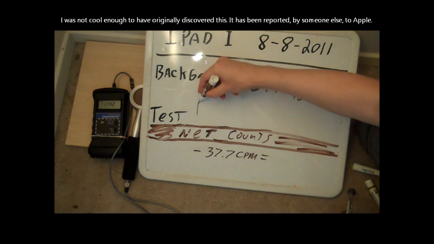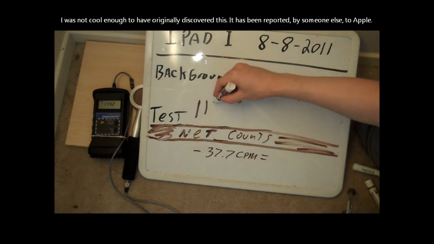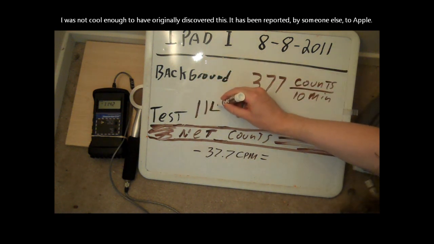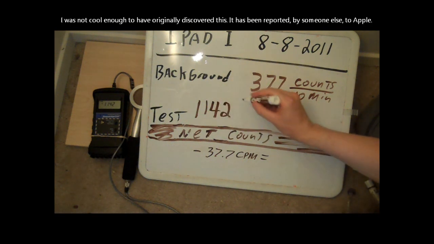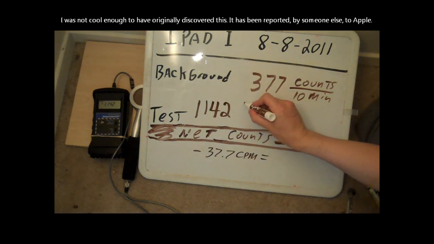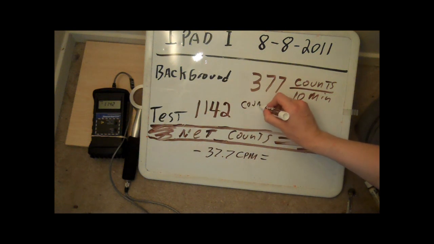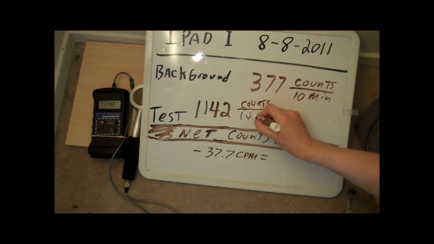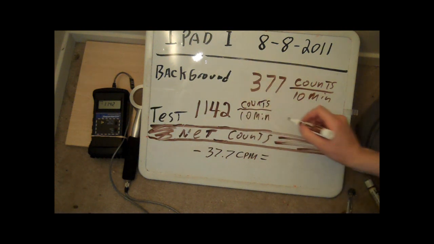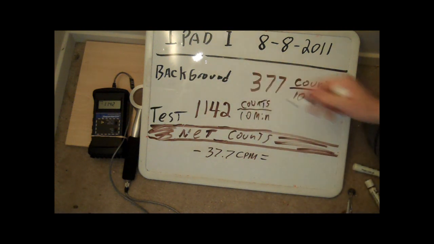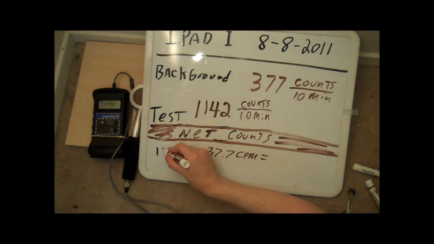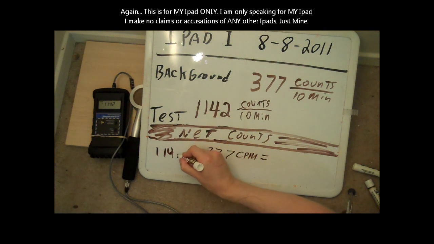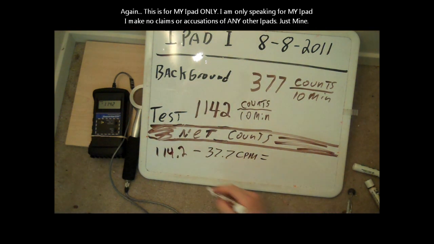1142 counts. It's hard to write sideways. Can't write sideways. In 10 minutes. And that means 114.2 counts per minute. Now, let me get underneath here and write this down. 114.2. And that's CPM.